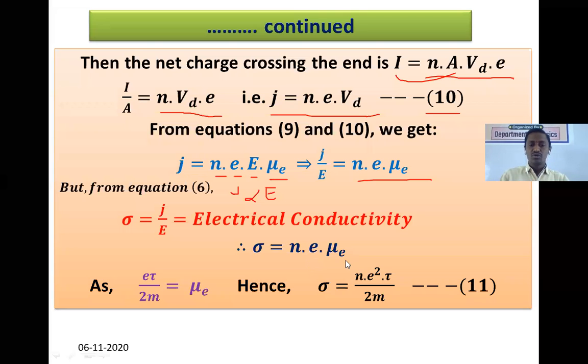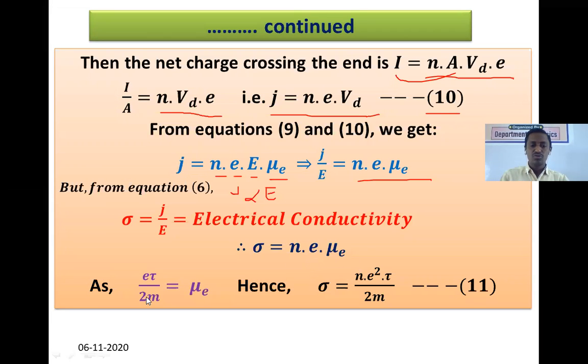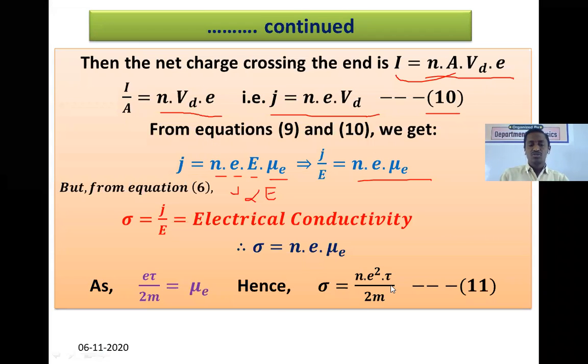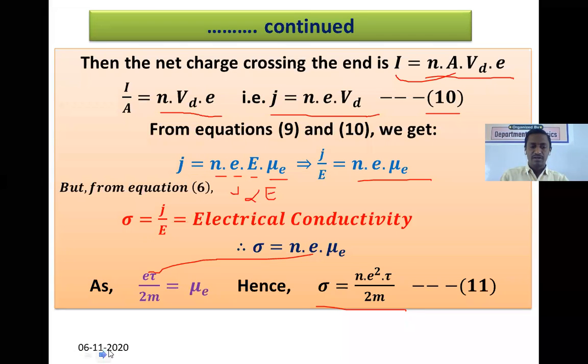Again we know mu E equals e tau upon 2m. Just see the previous equation here: e tau upon 2m equals mu E. Again put this value, so the equation becomes, just multiply this n e by e tau upon 2m. So it becomes n as it is, e into e, that is e square tau, upon 2m. So sigma equals n e square tau upon twice m. That is our equation number 11.